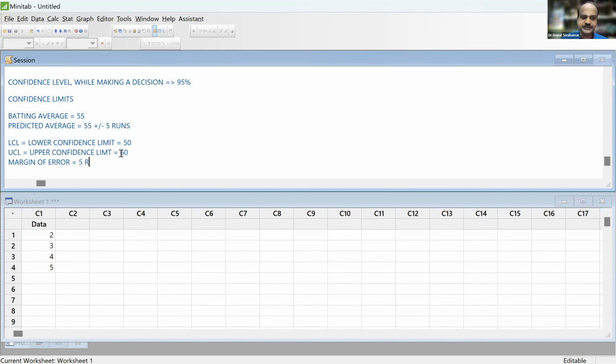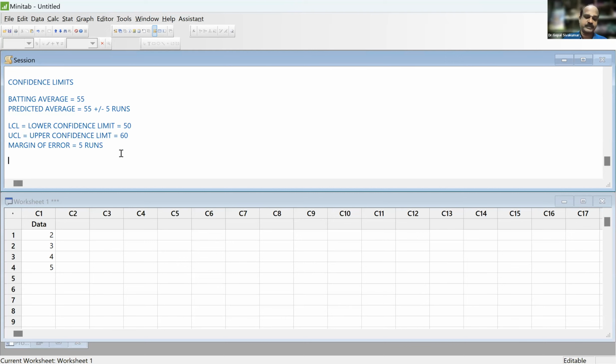All of you, can you see that? You want the margin of error to be minimum or maximum? Minimum. That is the challenge in statistics. Please understand. We want to predict or decide with a 95% confidence level, and at the same time the margin of error has to be minimum. That means the distance between the lower confidence limit and the upper confidence limit should be as small as possible. That's why we need statistics. Hope all of you agree with me on this.